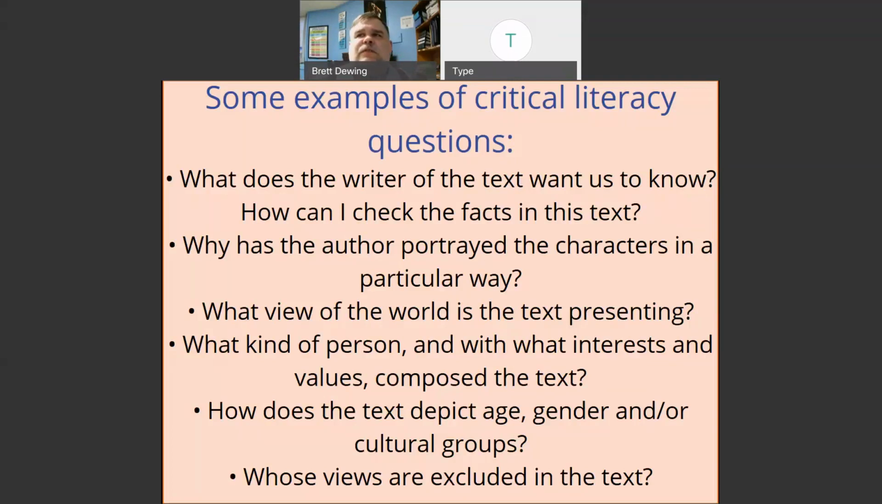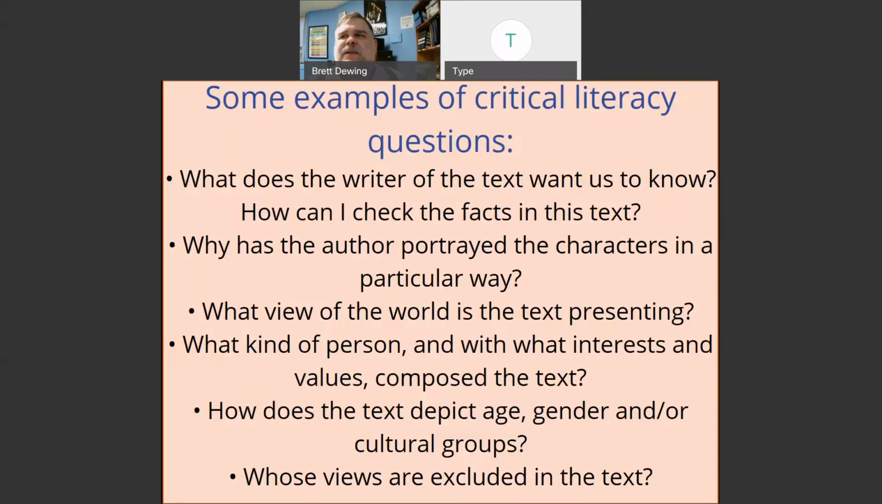What view of the world is the text presenting? So every text, every person has what's called a world view, which is how they make sense of the world. It involves things like, do you believe in God? Do you believe in fate? Do you believe in karma? What is the purpose of life? Those big questions. So can you tell sort of what the worldview of the author is? Can you tell what kind of person, what their interests and values are of the author?